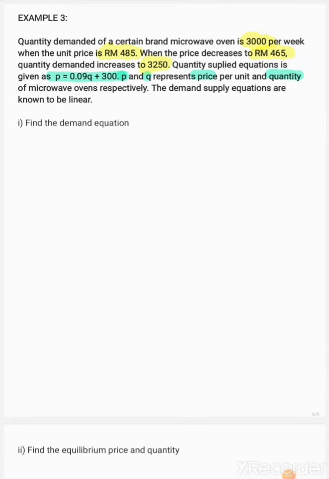Okay, the question asks you to find the demand equation, which means we have to apply the formula y = mx + c. To solve this, firstly you have to find the value of m. Second, find the y-intercept, c. Then substitute these two values, m and c, into y = mx + c.